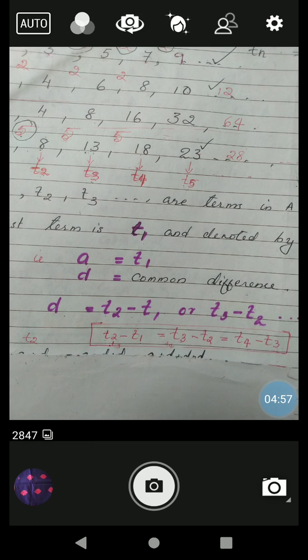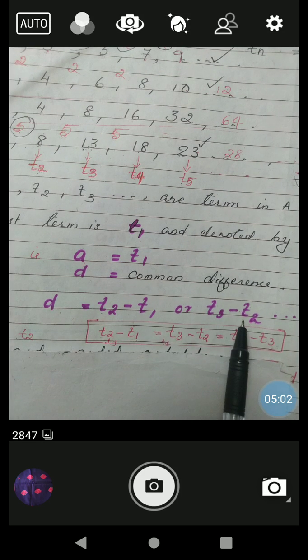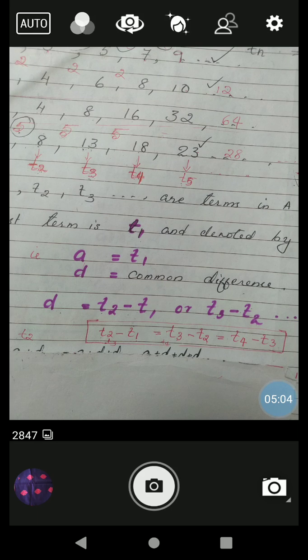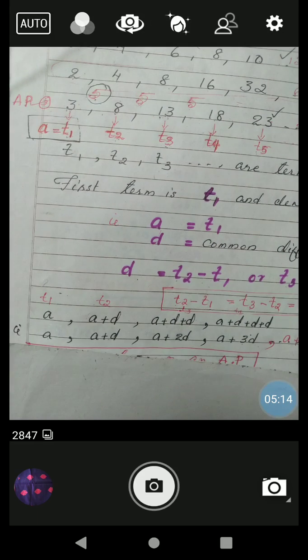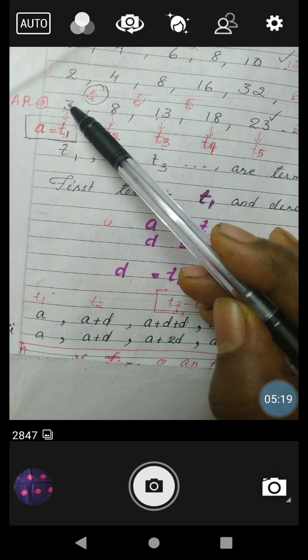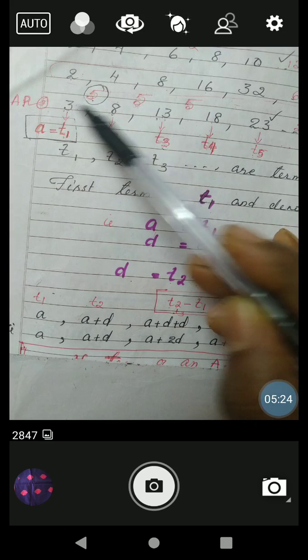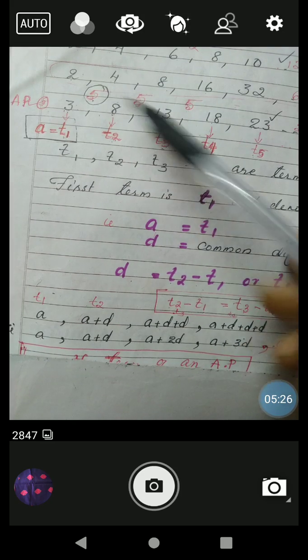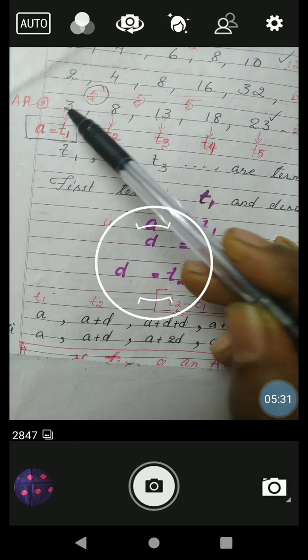Once again we can write T2 minus T1 is equal to T3 minus T2. That is the property of an AP or arithmetic progression. And just look here. Here we know the first term is A. Now we can see the second term. You can see one example. First term is 3. Second term is 3 plus 5, that is A plus D. Third term is A plus D plus D. Right? 13 is 3 plus 5 plus 5.